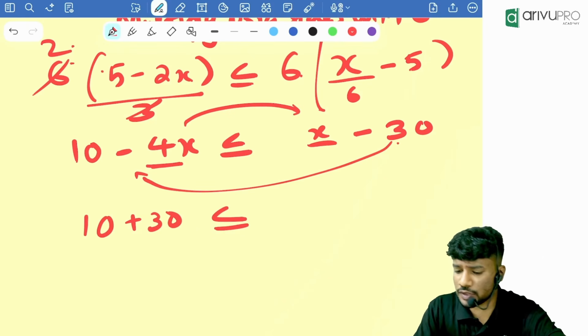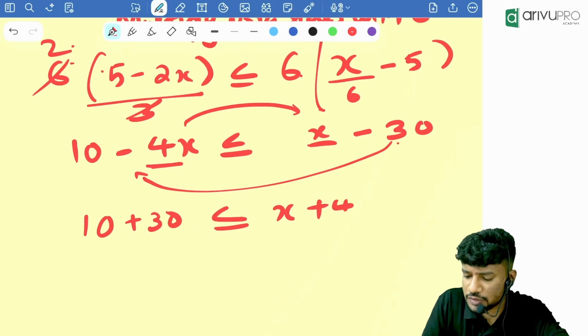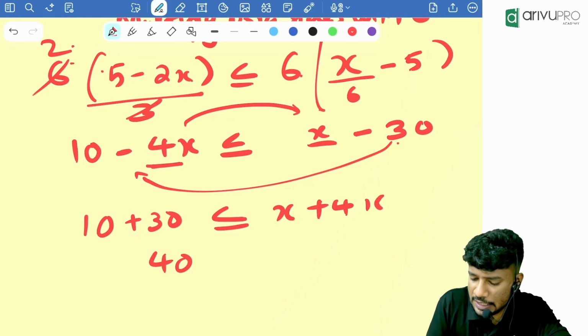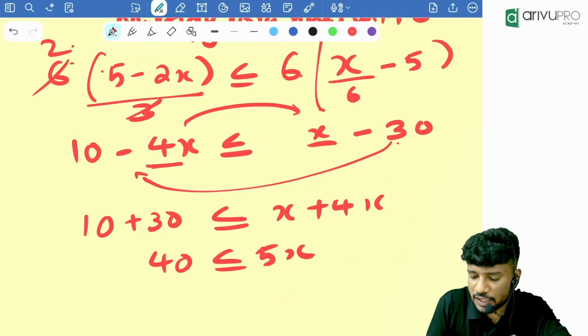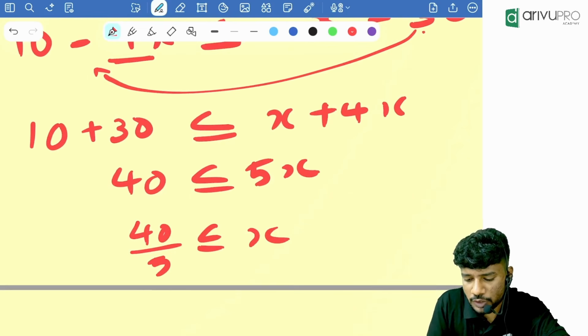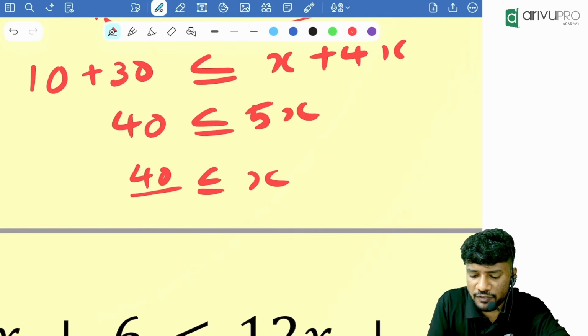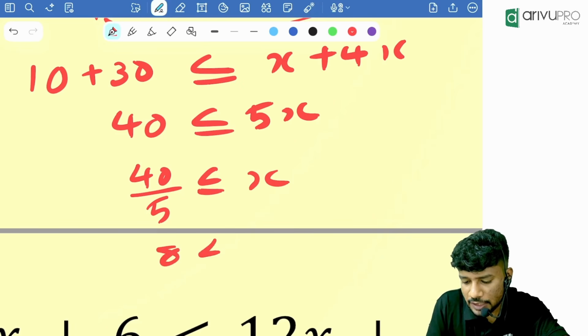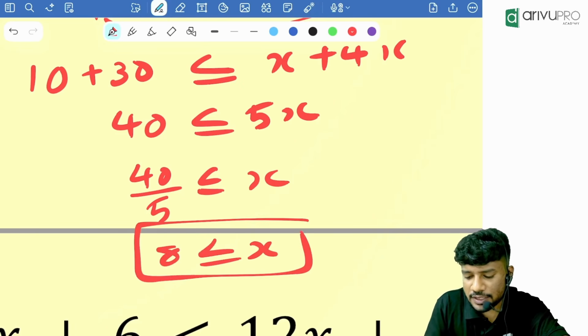Minus 4x goes to the other side. It will become what? Plus 4x. So, 40 less than or equal to 5x. Now, you cancel. 40 divided by 5 is less than or equal to x. That means 40 divided by 5 is how much, people? 8 less than or equal to x. So that is the given thing.